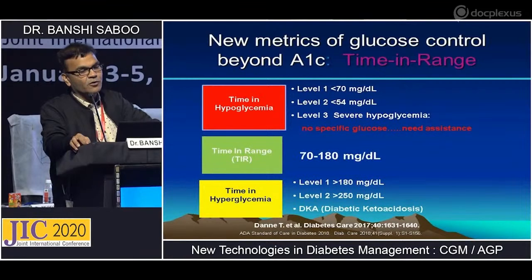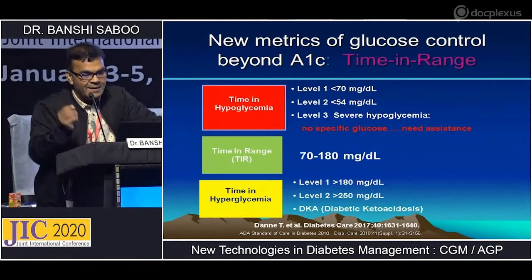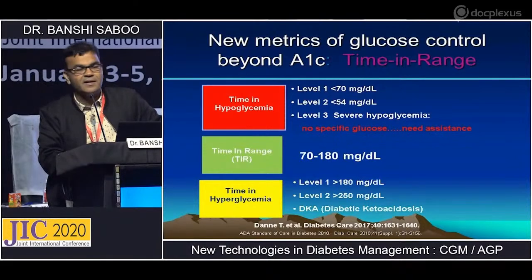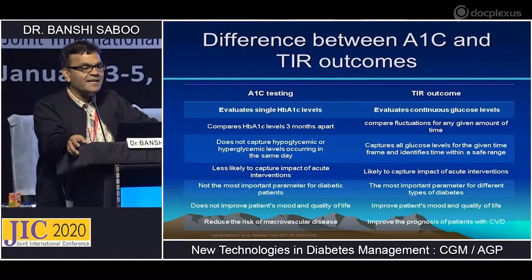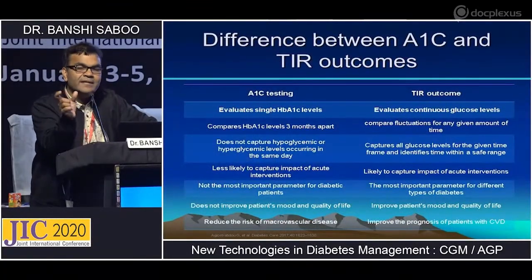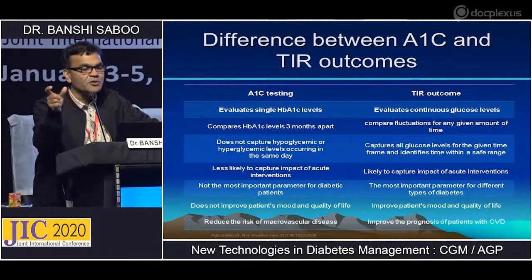The new metrics of glucose control: time in hypoglycemia is below 70, 70 to 180 is time in range, and time in hyperglycemia is when it is more than 180, or if it is more than 250, we call it level 2. What's the difference between A1C and time in range? A1C evaluates a single A1C level, while time in range, which we can obtain through continuous glucose monitoring, evaluates continuous glucose level.